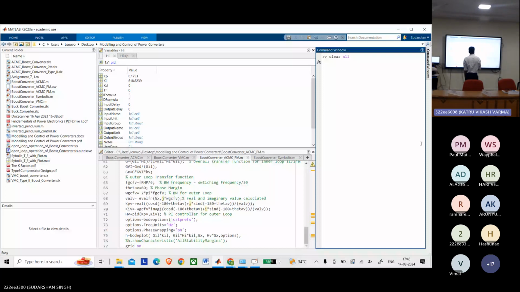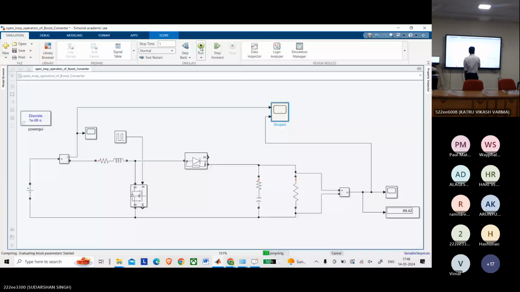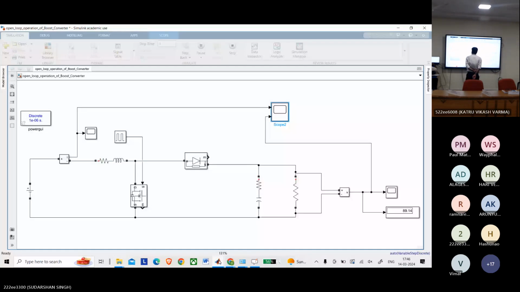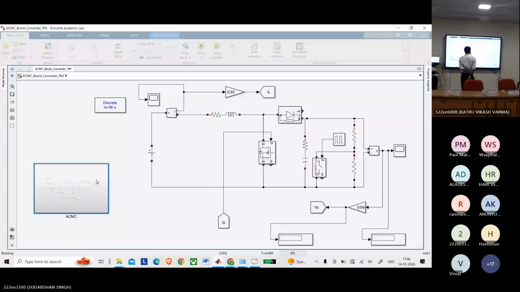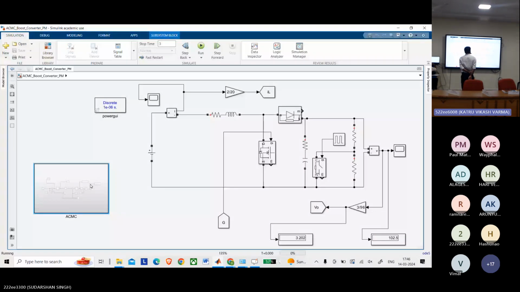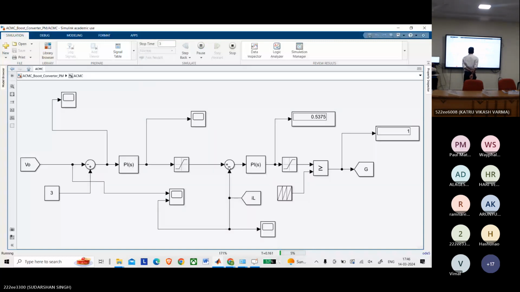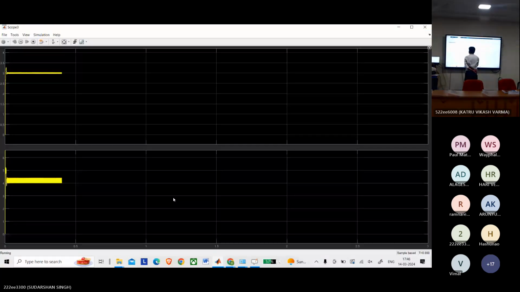No, this is not closed loop. This is open loop, no? Oh, this is closed. Yeah. Have you given any load step? No. You have given a load step. Okay. So what do we want to see? No, not this one. We want to see the full output voltage, and we want to see the inductor current.